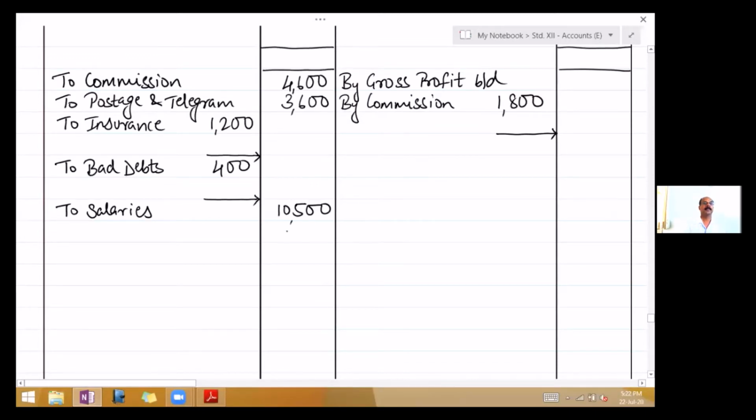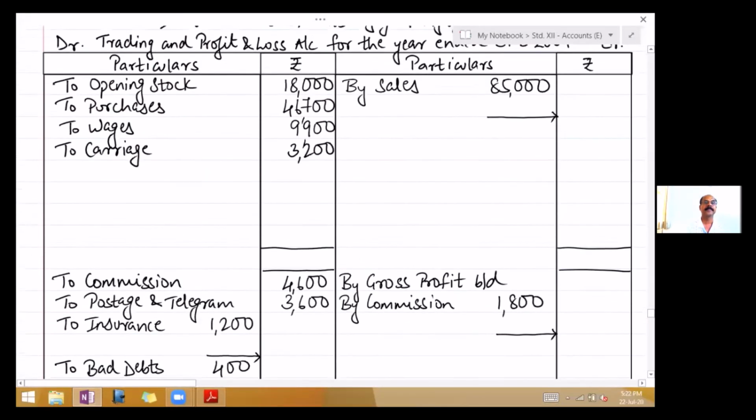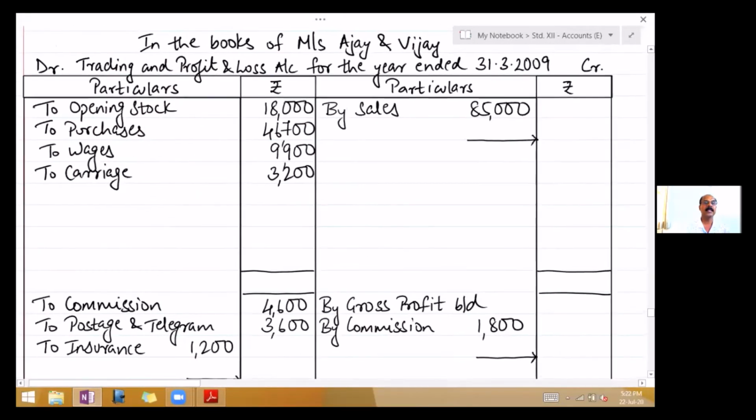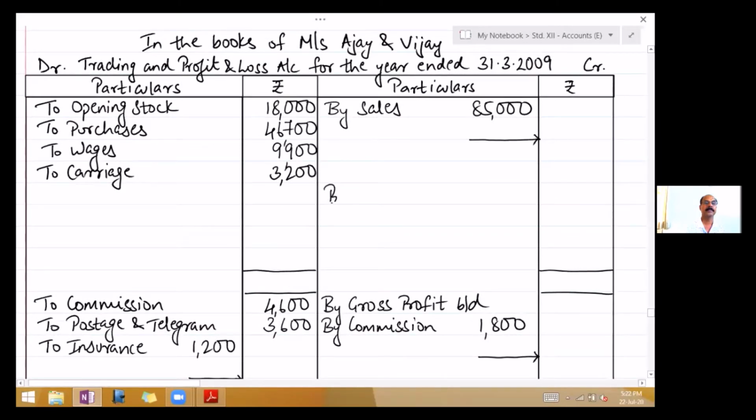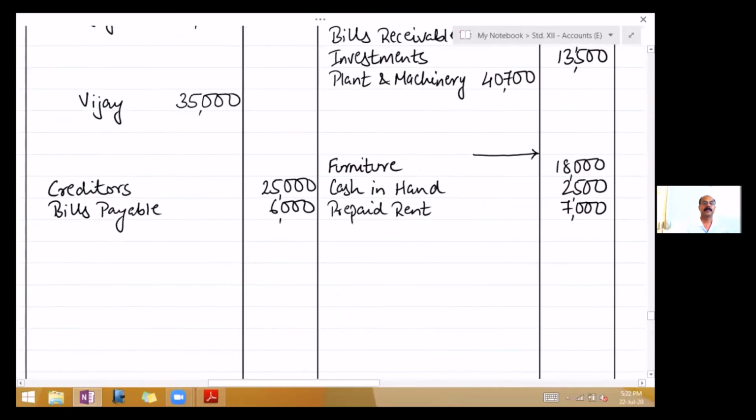Okay. Then adjustments. Take the first adjustment. Closing stock is valued at 31,000. Trading account credit side. Leave 1 or 2 lines and then write by closing stock 31,000. This is your one effect, the credit effect. Second effect in the balance sheet asset side. Closing stock 31,000.